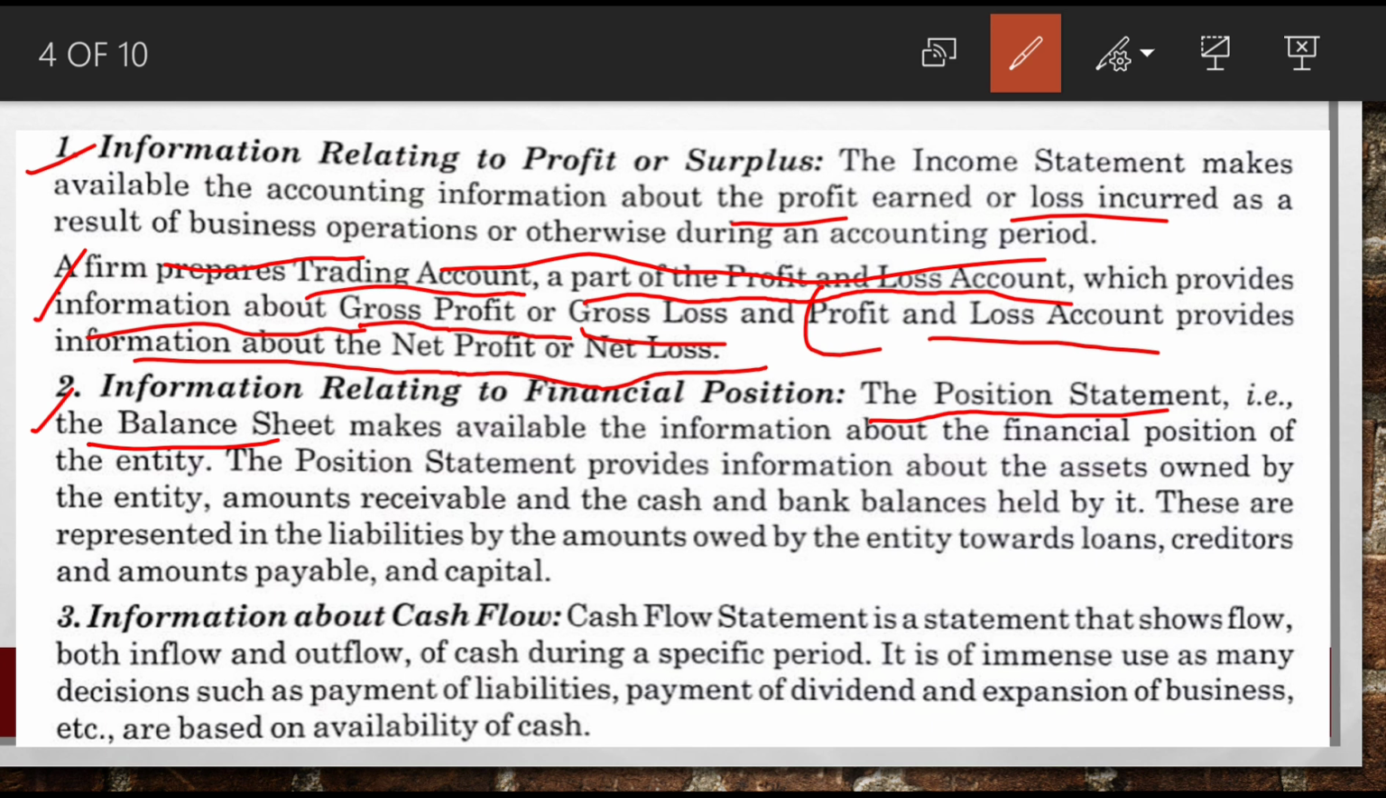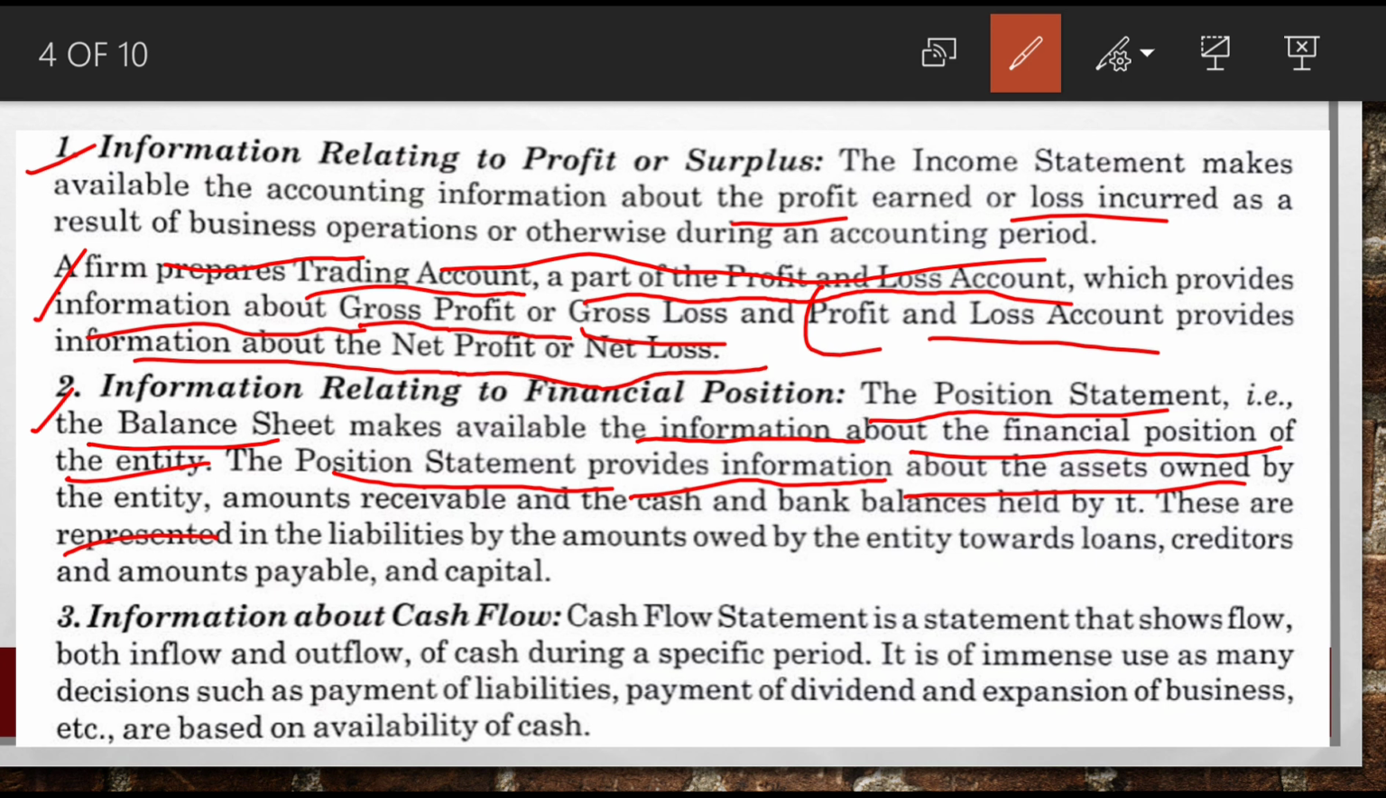We prepare this balance sheet to get information about the financial position of the business entity. The position statement provides information about the assets owned by the entity, accounts receivable, and the cash and bank balance held by it. So the point here is that this balance sheet, or position statement, makes available information about the financial position of the business.